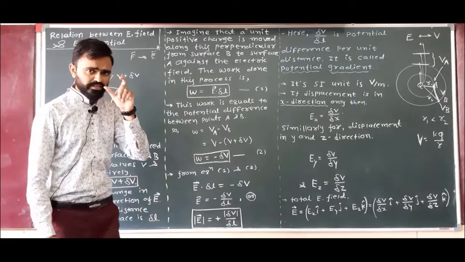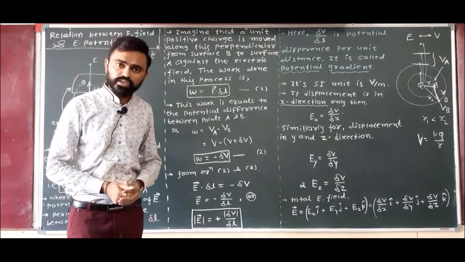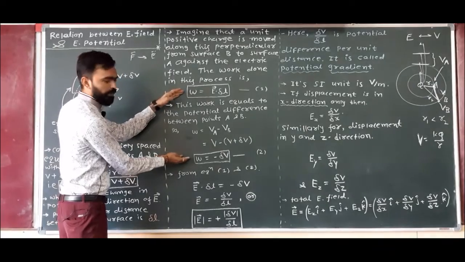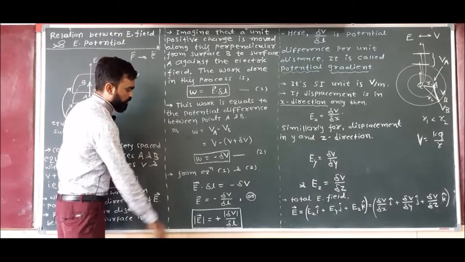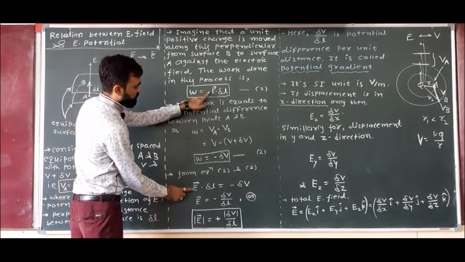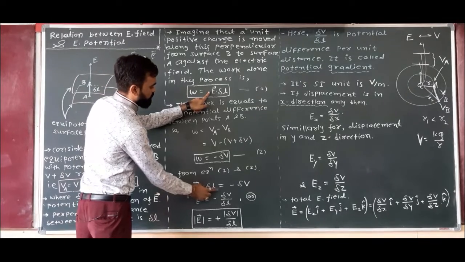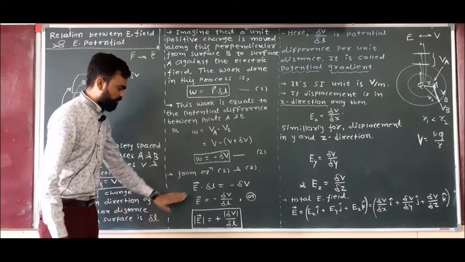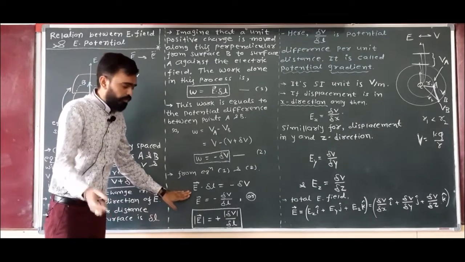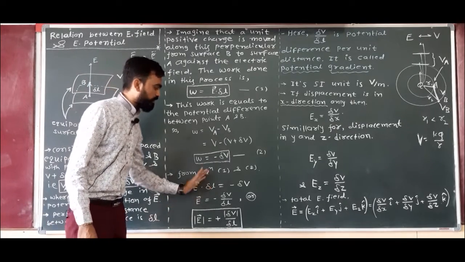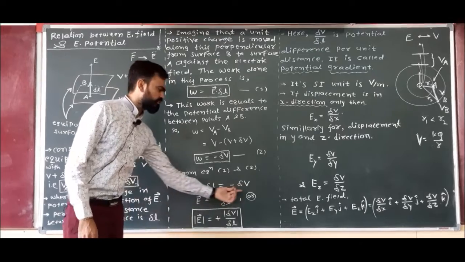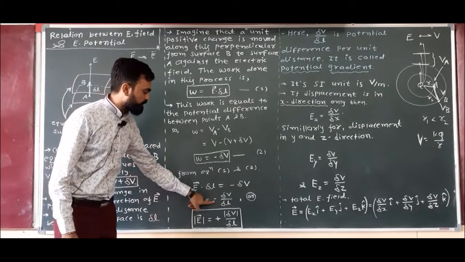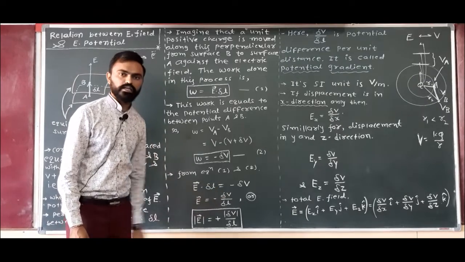The concepts are different, but the work done in both cases will be the same, right? So we compare both these works. Compare them, so what will happen? E dot delta L is equal to minus delta V, right? Make electrical field the subject and see what happens. E is equal to minus delta V by delta L, taking delta L to the other side, in the denominator.